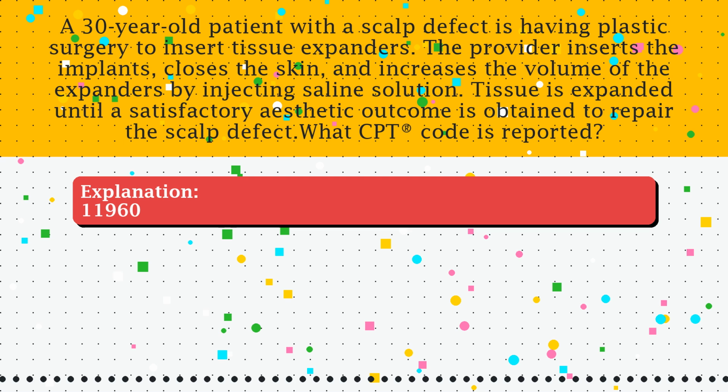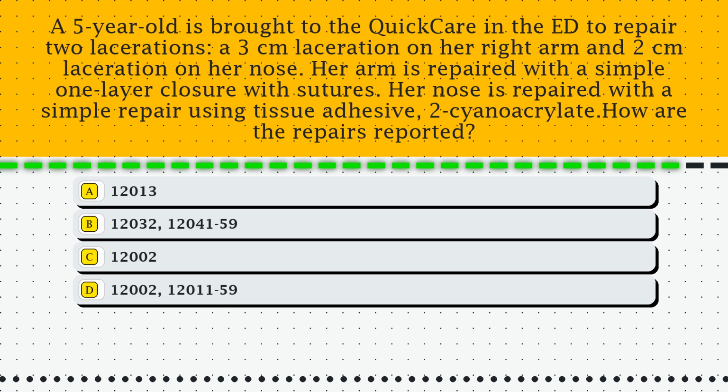Question 28. A 5-year-old is brought to the quick care in the ED to repair 2 lacerations, a 3 cm laceration on her right arm and a 2 cm laceration on her nose. Her arm is repaired with a simple 1-layer closure with sutures. Her nose is repaired with a simple repair using tissue adhesive, 2-cyanoacrylate. How are the repairs reported?